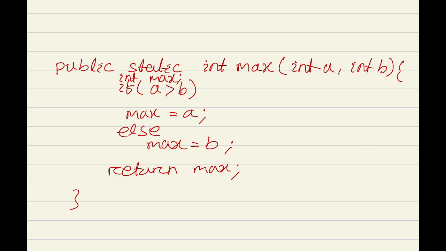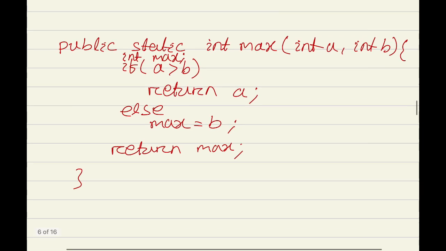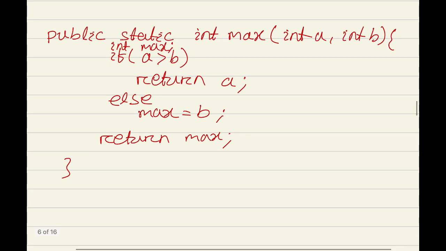Or we can update the code like this, so we can make it simple. Instead of writing max equal to a, max equal to b, return max, here we can simply write if a greater than b, return a, and in the else part we can write return b.